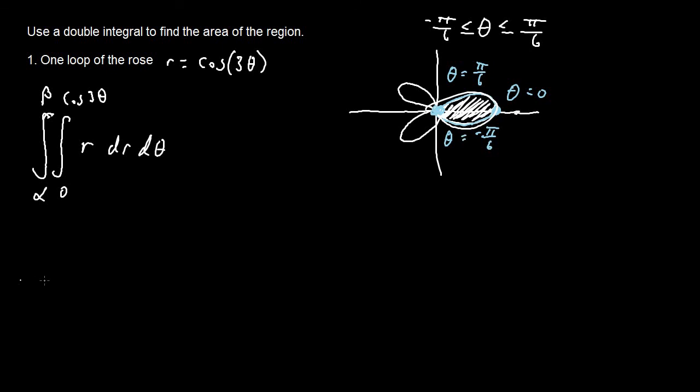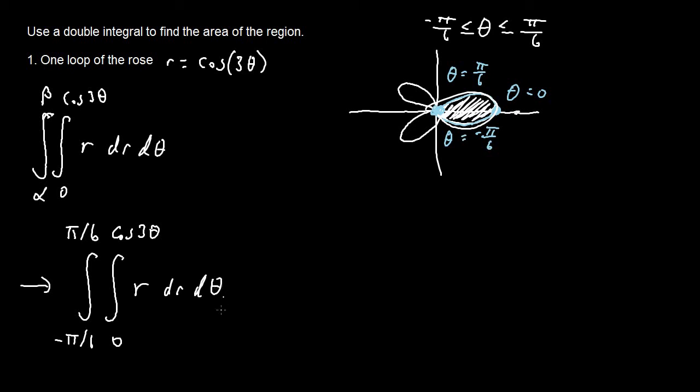So I can go ahead and rewrite the double integral. The outer one is going to be, once again, from negative pi over 6 to pi over 6 to just find one loop of the rose. And then we have from 0 to cosine of 3 theta, r times dr d theta. And so now we can go ahead and evaluate.